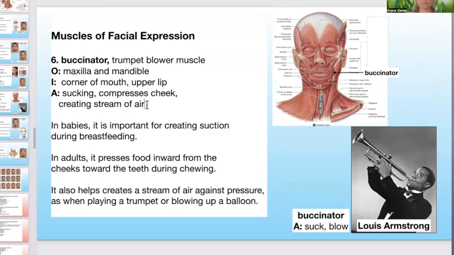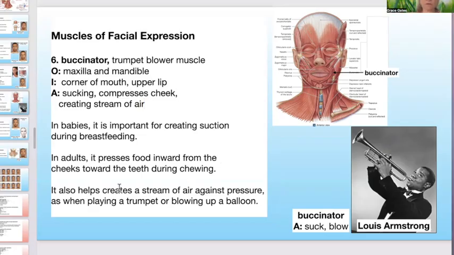In babies, the buccinator is important for creating suction during breastfeeding. In adults, the buccinator is able to compress the cheeks, which is helpful when chewing. If food gets pushed off the surfaces of the teeth laterally towards the cheeks, the buccinator can push the food backwards towards the surface of the teeth.